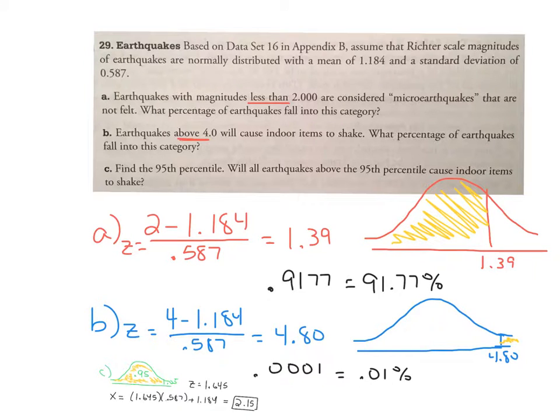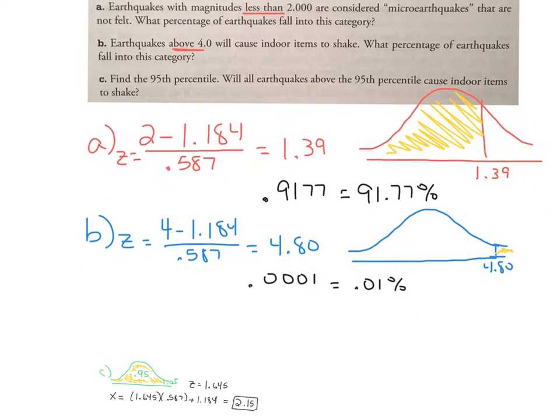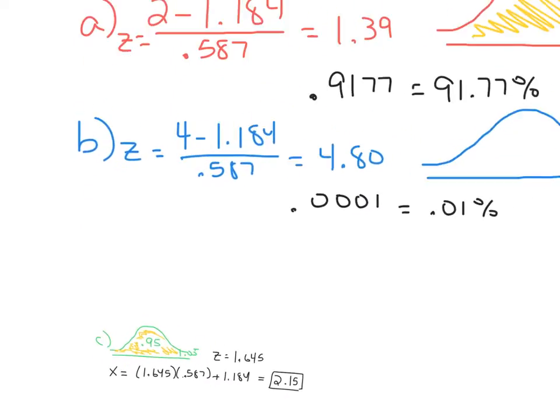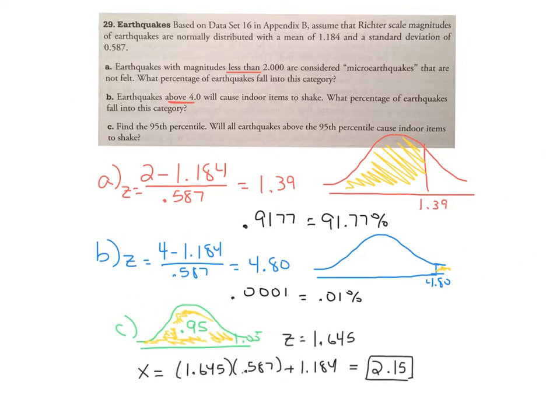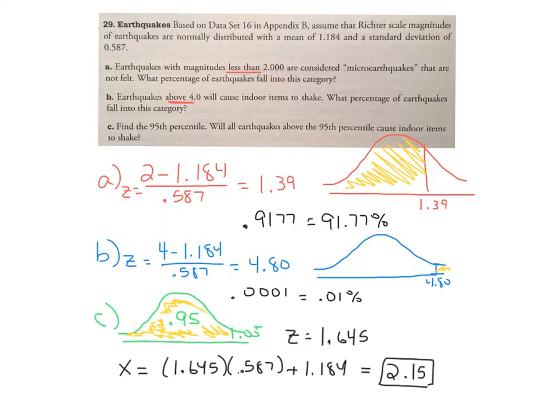And then part C, the last thing. Find the 95th percentile. Will all earthquakes above the 95th percentile cause indoor items to shake? Let me move this stuff up a little bit and blow this up down here. There it is. I drew the picture first of all. The 95th percentile is 0.95 in the yellow shaded region, at least I tried to shade it yellow, and then 0.05 up here. That's the area. So I found the z-score for 95% of the area, using the inverse, and I got a z-score of 1.645.